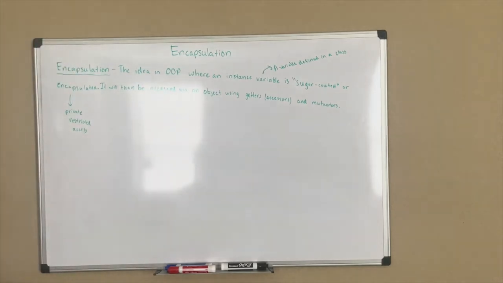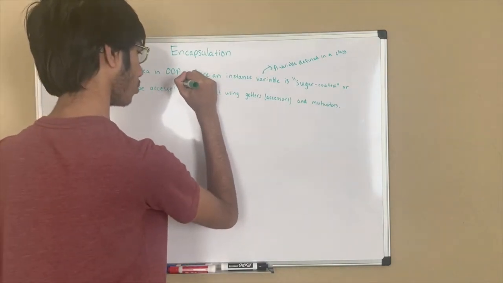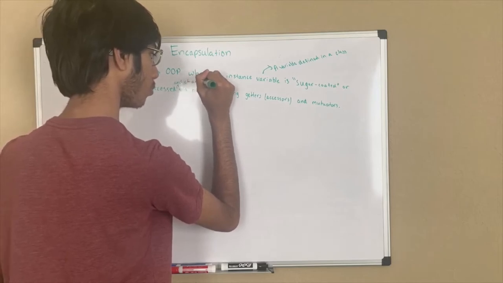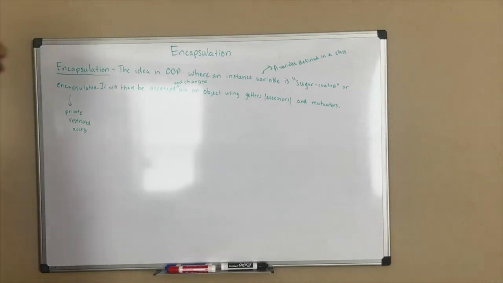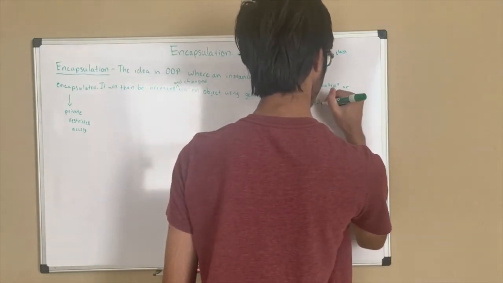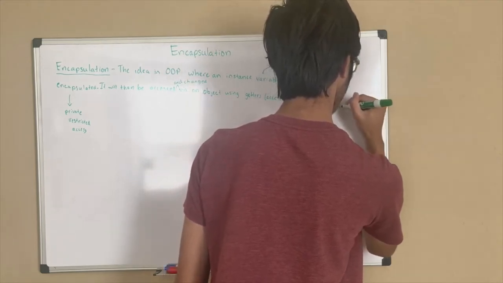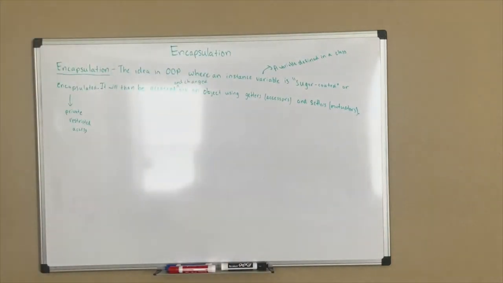It will then be accessed and changed. I should say that. So, let's reread that definition. The idea in OOP where an instance variable is sugar-coded or encapsulated. It will then be accessed and changed through an object using getters, accessors, and mutators. I should make these setters and then mutators. So, encapsulation: the idea in OOP where an instance variable is sugar-coded or encapsulated. We got that part down, right?